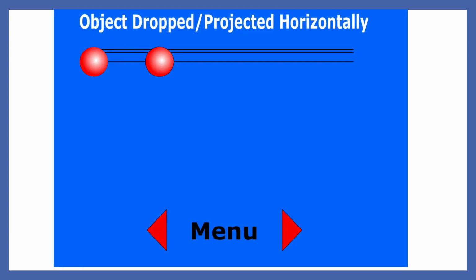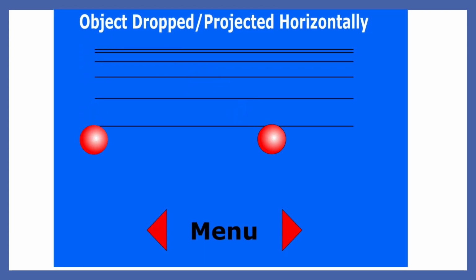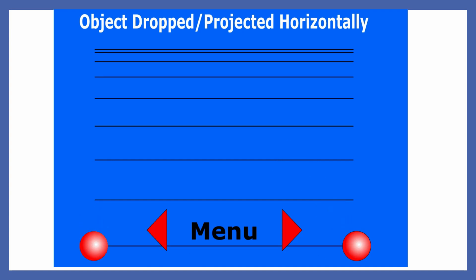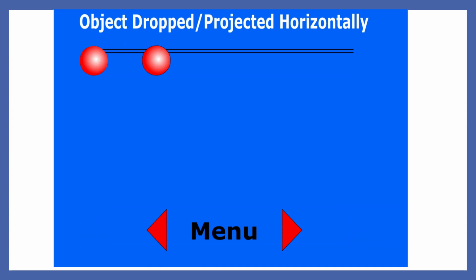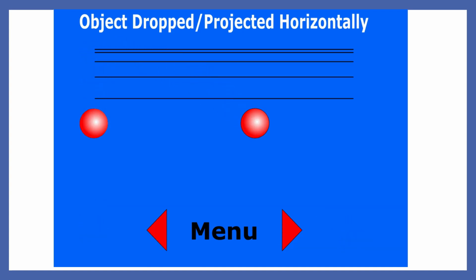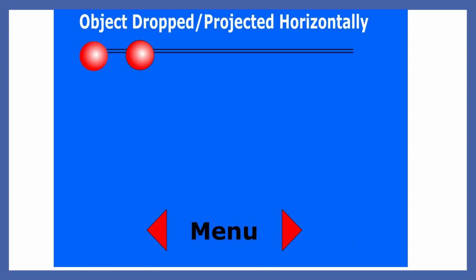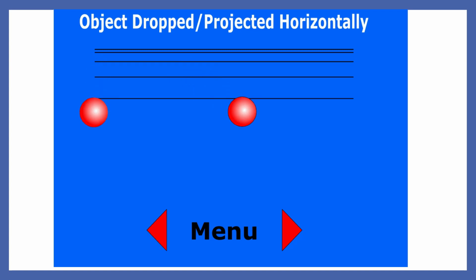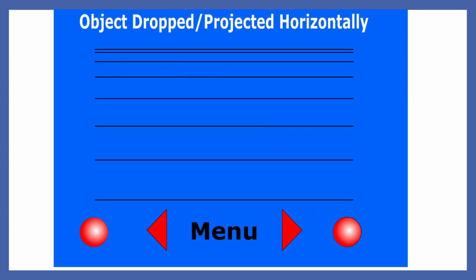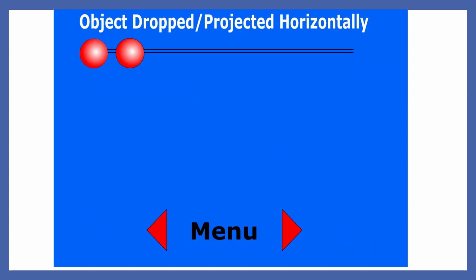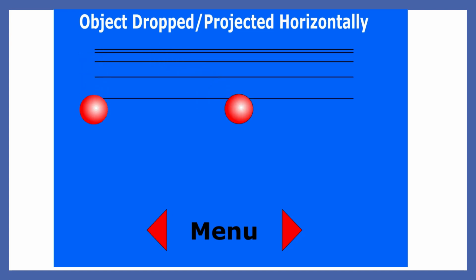Let's look at this again. Notice that each sphere has the same vertical position at all times. Each sphere also has the same vertical velocity and vertical acceleration. The most important thing to notice is that since each ball is launched from the same height, they hit the ground at the same time.